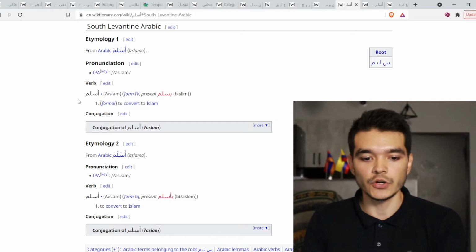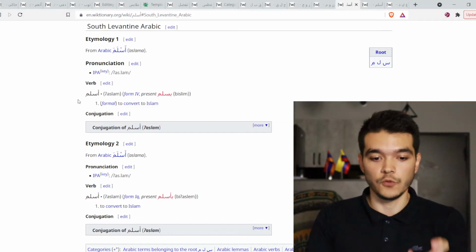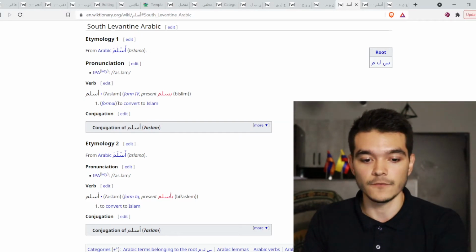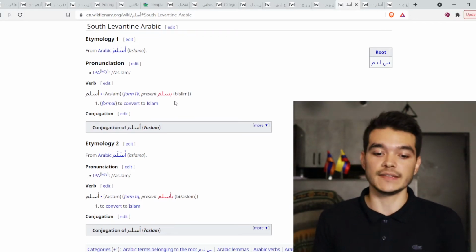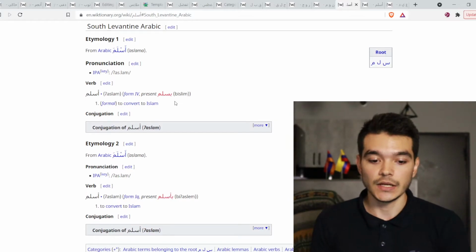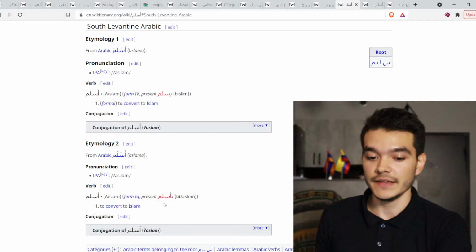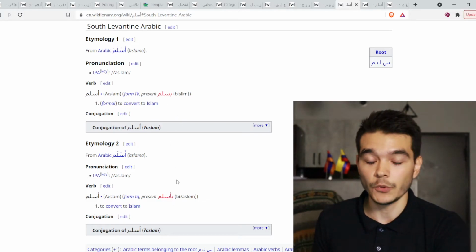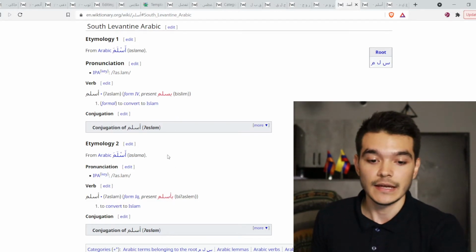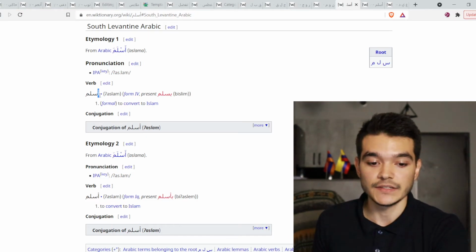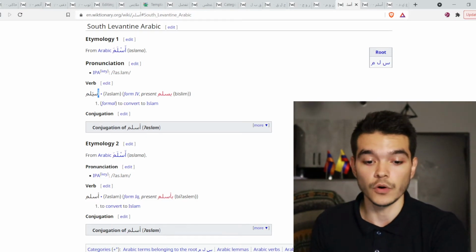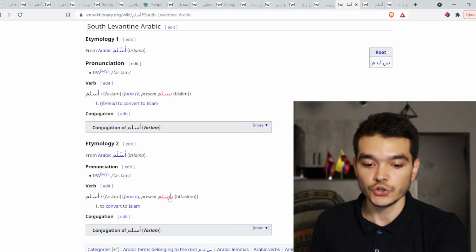But this is a slightly more formal form of this verb, at least in the present tense, bislim. And actually, the more common way to say it, apparently, is not bislim, but bi'aslim. This may seem not very important, but it is very important, because now this hamza is just a part of the form 4, but here, it should not be there.